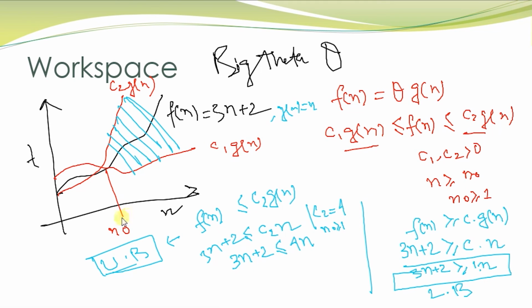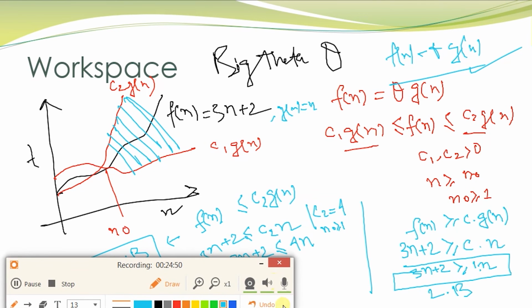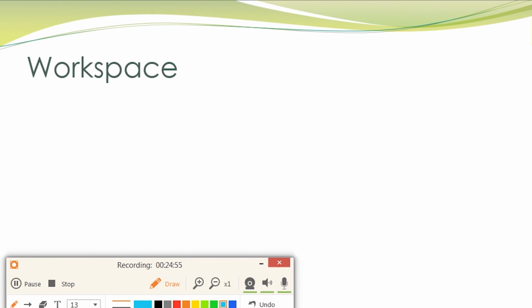So then we can say that f(n) is bounded by its upper bound and lower bound after some n equal to n0. So we can say f(n) is theta of g(n). So this is the theta notation, big theta. I hope you have understood this one.